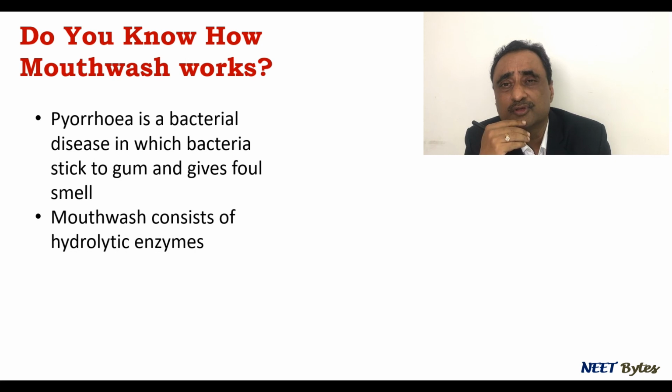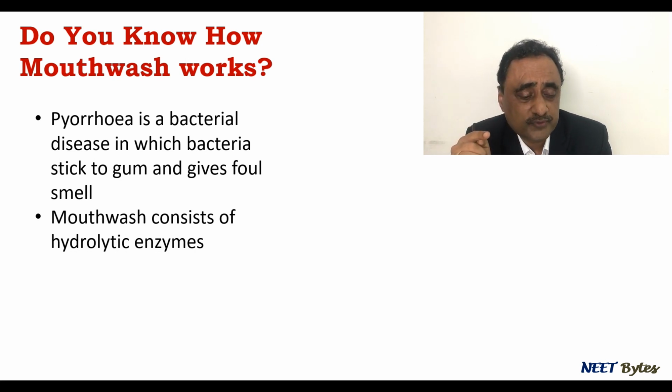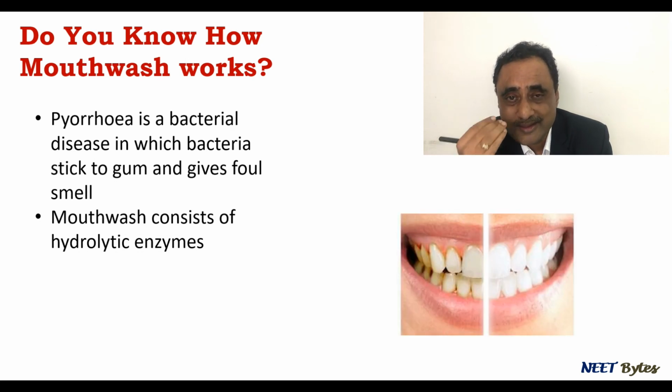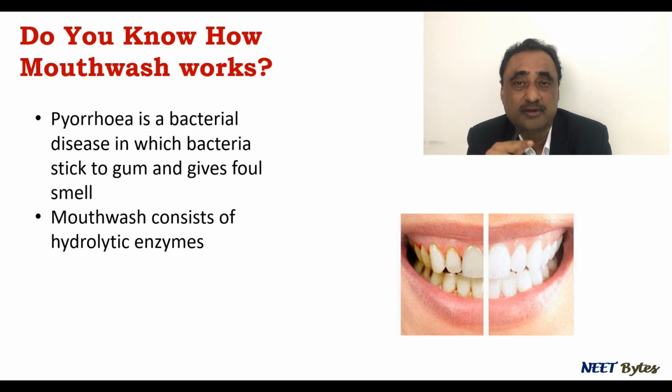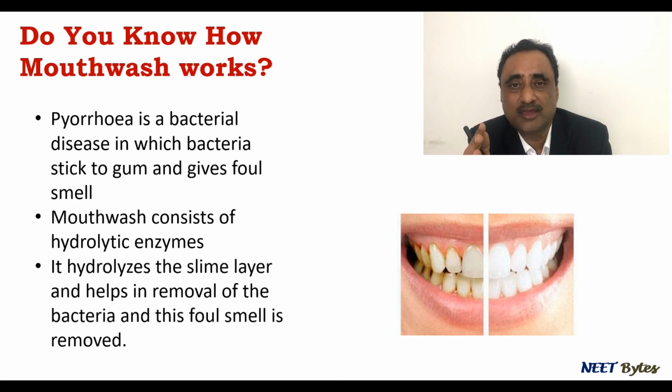What happens? Mouthwash consists of hydrolytic enzymes. So when we take mouthwash in our mouth, what happens? This hydrolytic enzyme hydrolyzes the polysaccharides. That is the glycocalyx, because we know glycocalyx is chemically made up of polysaccharides. When they hydrolyze, what happens? The entire bacteria actually get removed from the gum, okay, and immediately the bad smell goes, right? This is how the mouthwash works.